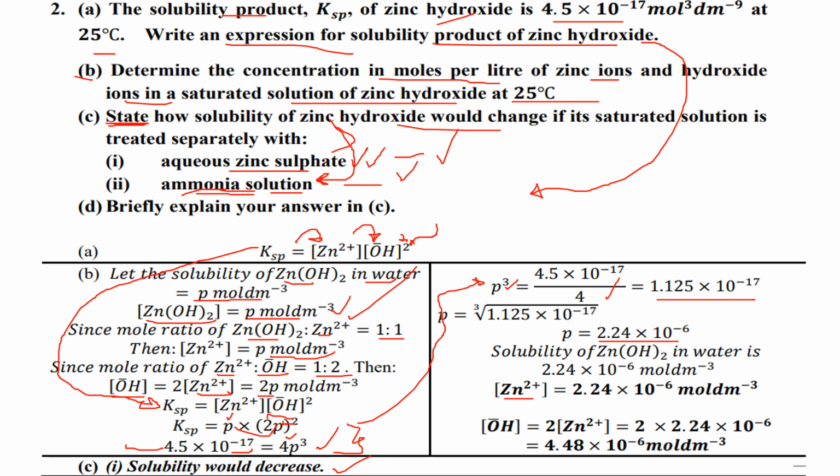But remember, this P represents the molar concentration of zinc hydroxide, and therefore we say that the molar concentration of zinc ions, since the molar ratio is 1 to 1, is also going to be the same. Now the molar concentration of hydroxide ions, since the molar ratio is 1 to 2, is going to be twice the molar concentration of zinc hydroxide, or that of zinc ion, which is going to be 2 times 2.24 exponential negative 6. Then you end up with your final answer being 4.48 exponential negative 6 moles per decimeter cubed.